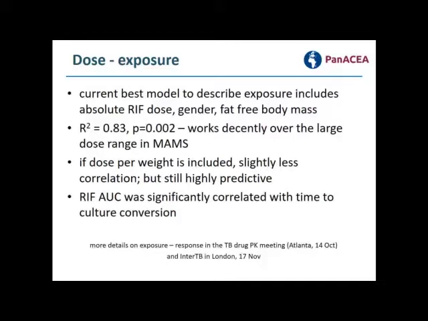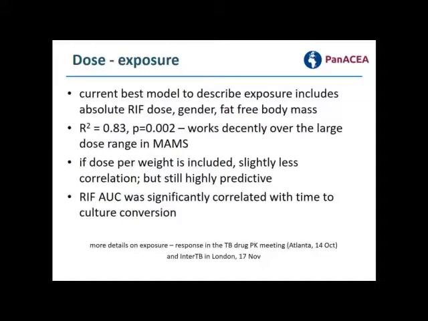And well, looking more at the dose exposure, our colleagues in Nijmegen established a model to describe the exposure, and that model includes the absolute RIF dose, gender, not the total body mass, but the fat-free body mass as the best predicting parameter. The fit with an R-square of 0.83 is quite good, but that's of course over the entire large dose range of RIF given in the MUM study. If we include dose per weight instead of the absolute RIF dose, the fit is slightly less good, but it's still highly predictive over this dose range.